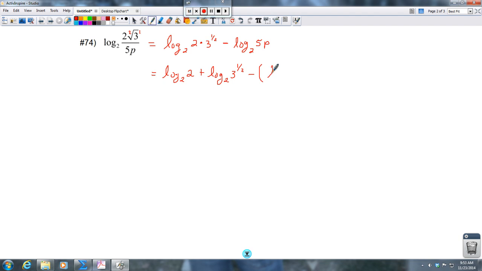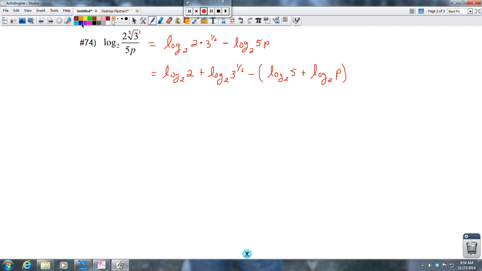So I'm going to have log base 2 of 5 plus log base 2 of p. And I'm going to close it. And again, I use parentheses because it's following a minus sign up here. All right, let's see what a couple things we can do.